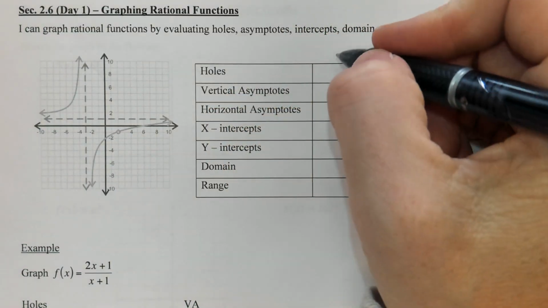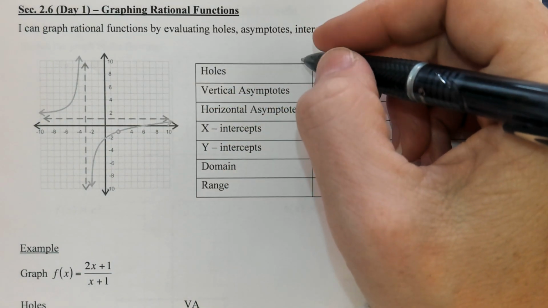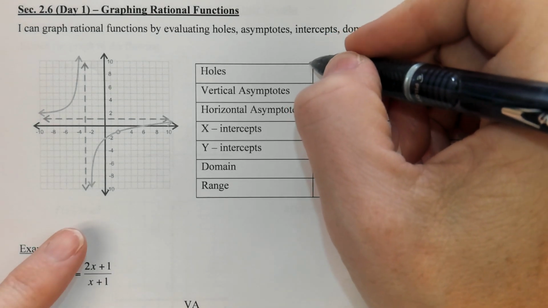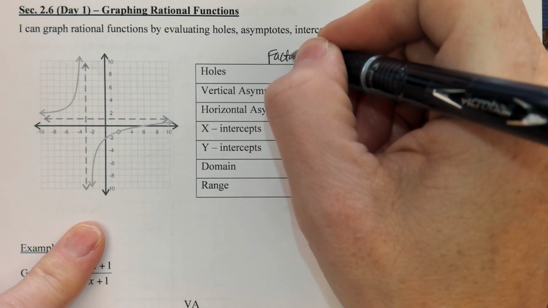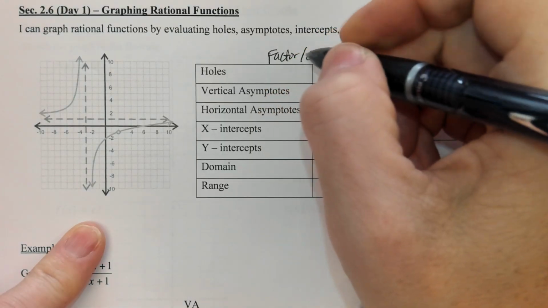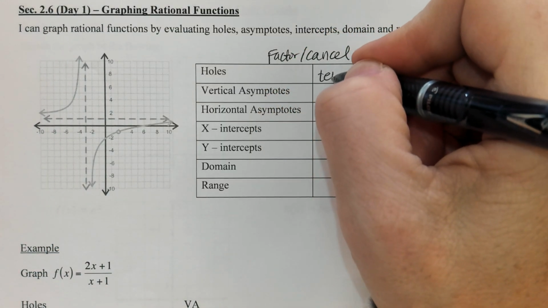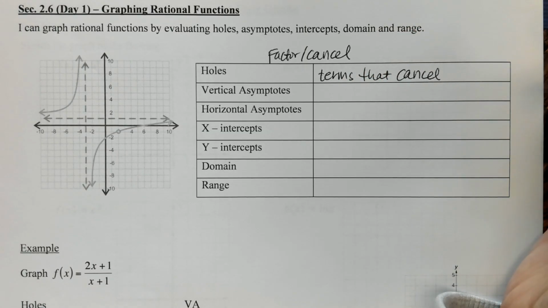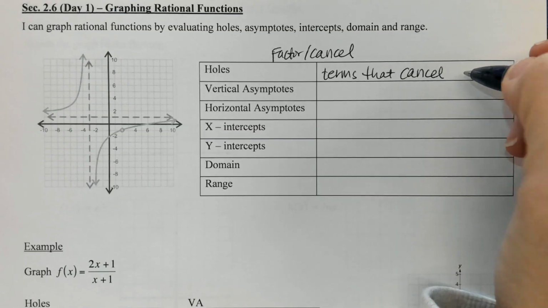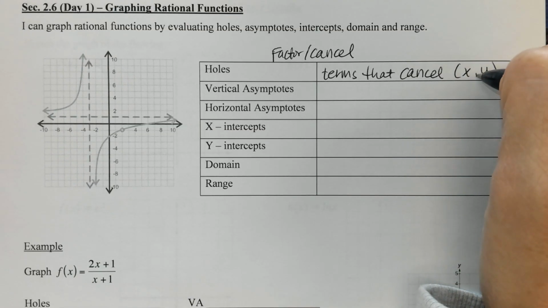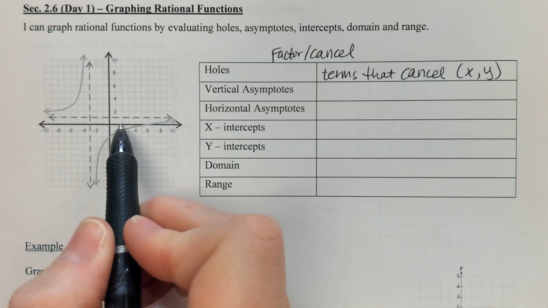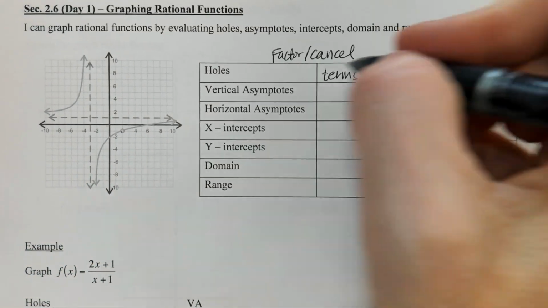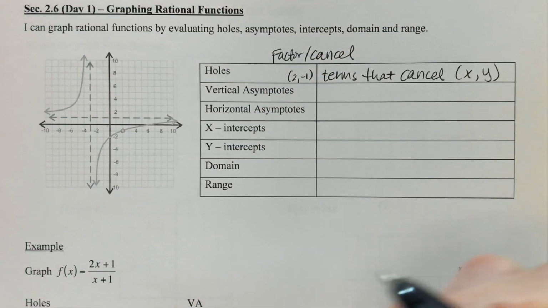So holes, they are literally holes in your graph, and your theorem card about how to do these says that you're going to factor and cancel first, and then your holes are found by anything that cancels. So terms that cancel. And they are actual holes in your graph. They're going to be an x and a y. We're going to figure out what that actual point is. Looks like this one's over 2, down 1, but that is what we're talking about in terms of a hole. Actually, I'll put that in here. Looks like it's (2, -1).